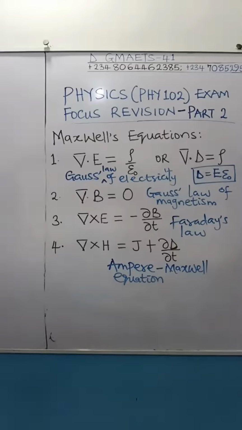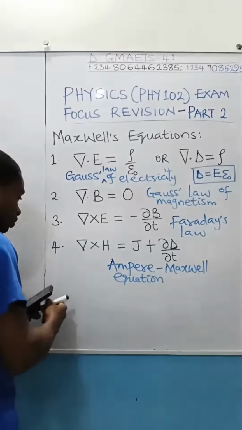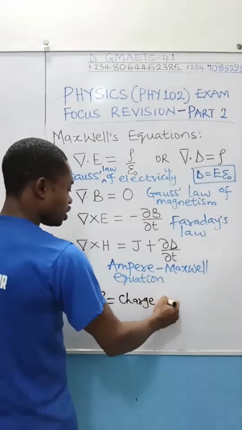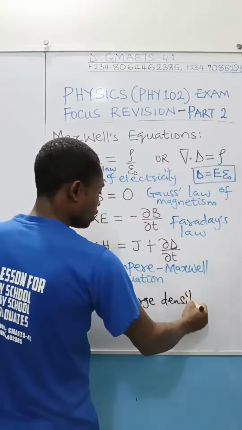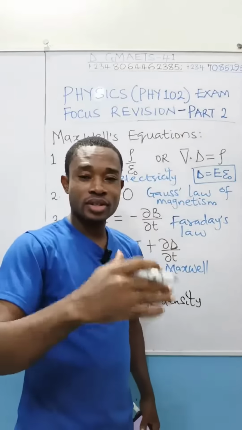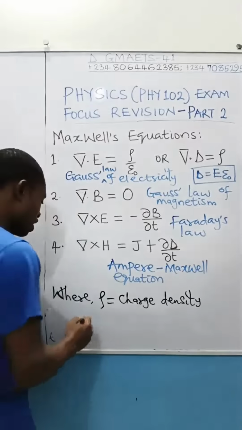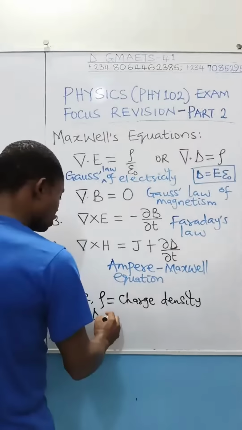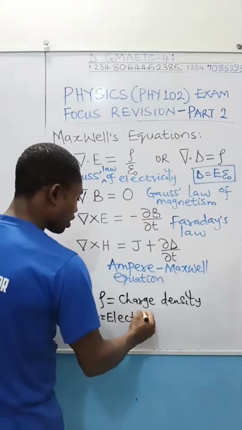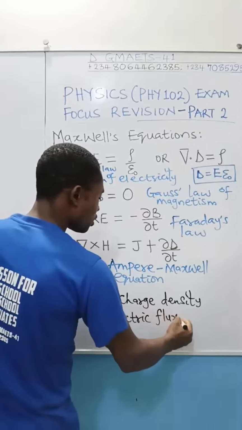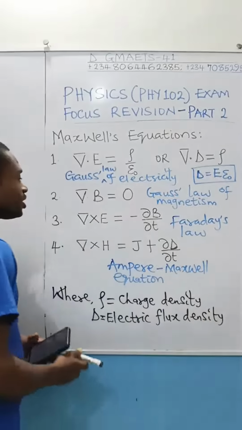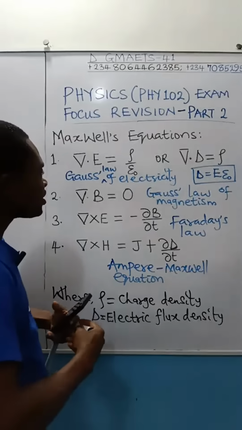As we round off, this rho represents charge density, the quantity of charge per unit area. Then D, electric flux density. D is electric flux density. Is there any other quantity?